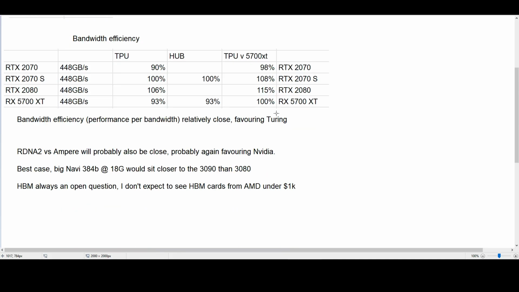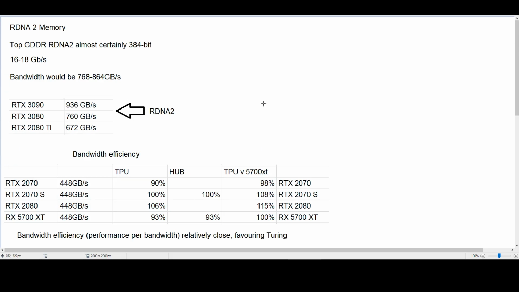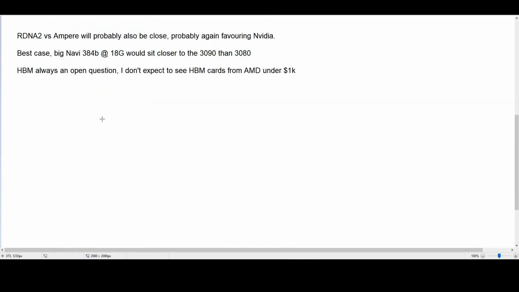RDNA 2 should be relatively close, but again, probably will favor Nvidia slightly. The best case we have for a Big Navi at 384-bit with 18 gigabit per second GDDR6, we'd sit closer to a 3090 than a 3080 in terms of bandwidth. The 864 gigabyte per second here. It's pretty close to the 3090.